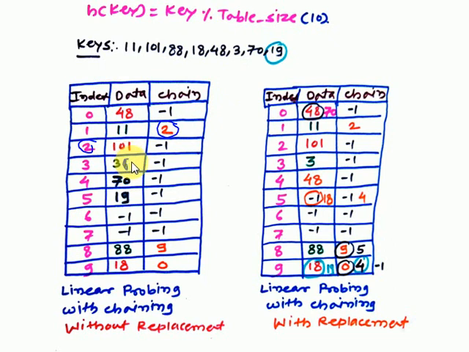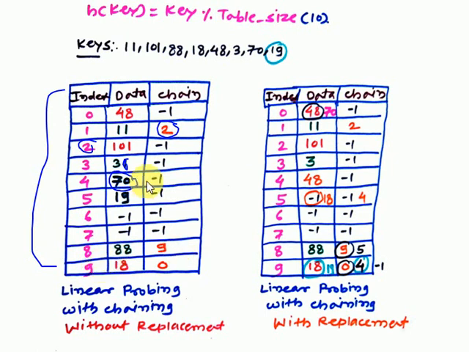So this 3 is at the right index. Next is 70. It's supposed to be at the 0th index, but we don't have a space there, so whatever the next location we find, we insert 70. That way we have given the probes, and we have added the chains for these things, right?